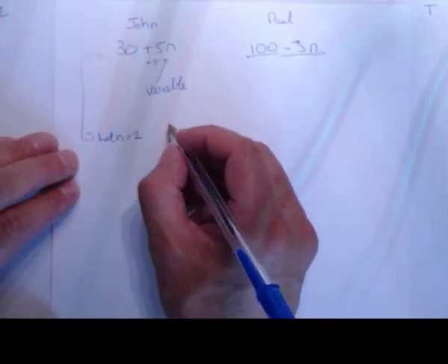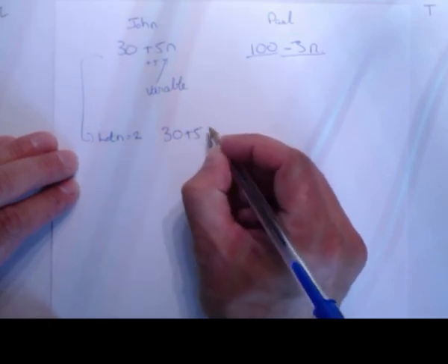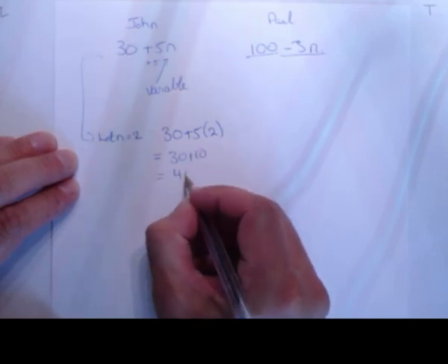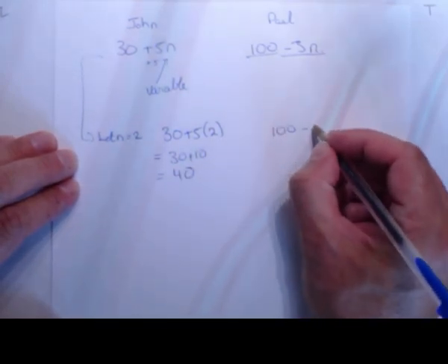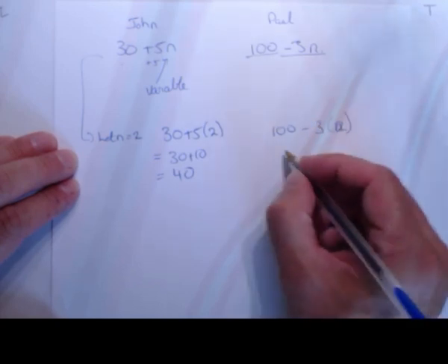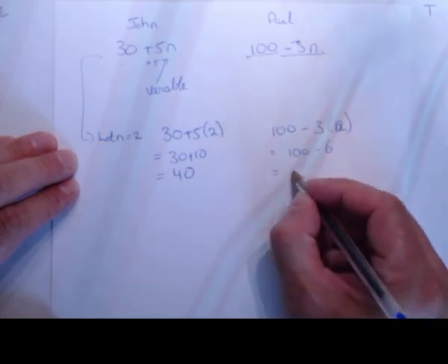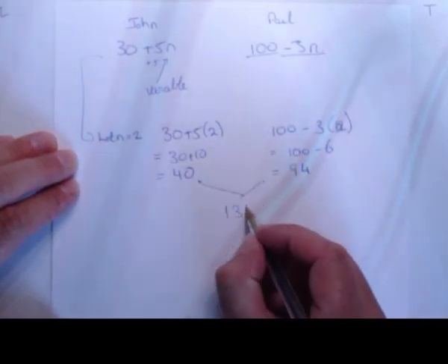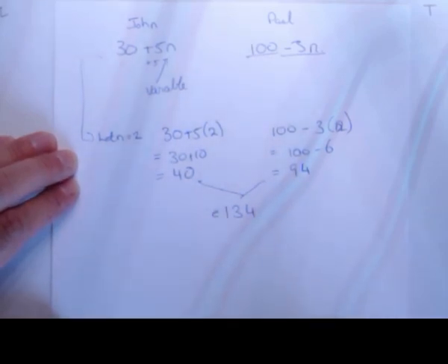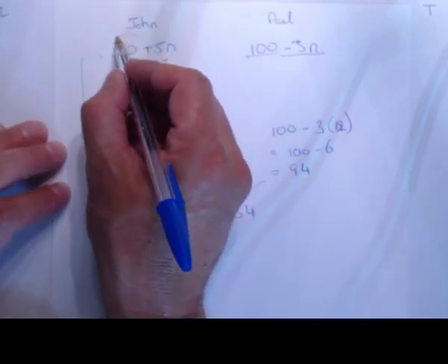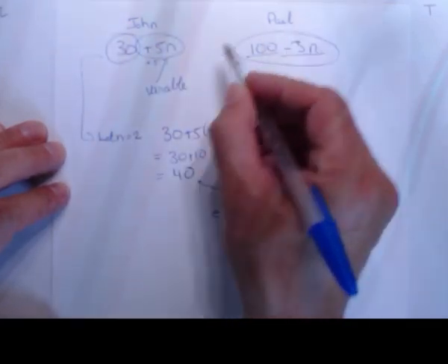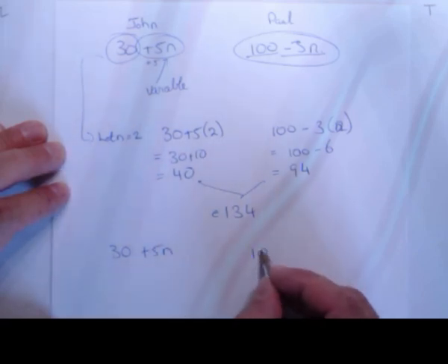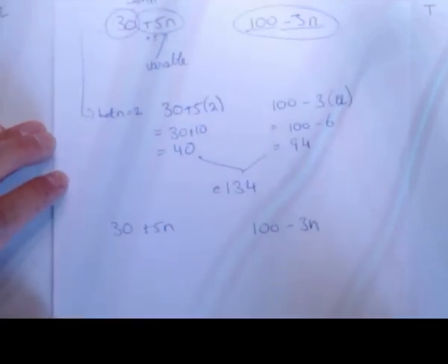From practicing this, we know that we're going to get 30 plus 5 multiplied by 2 is equal to 30 plus 10 is equal to €40 for John, and 100 minus 3 times 2 is equal to 100 less 6 is equal to €94 for Paul. When we combine the money together, that will be €134. What you did then was you practiced adding these two expressions together. So we had the expression 30 plus 5n and 100 minus 3n, and we added them together.